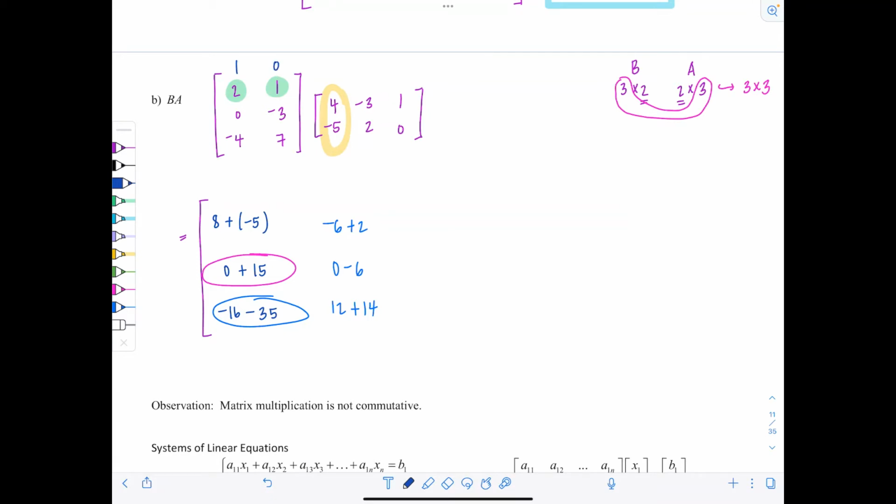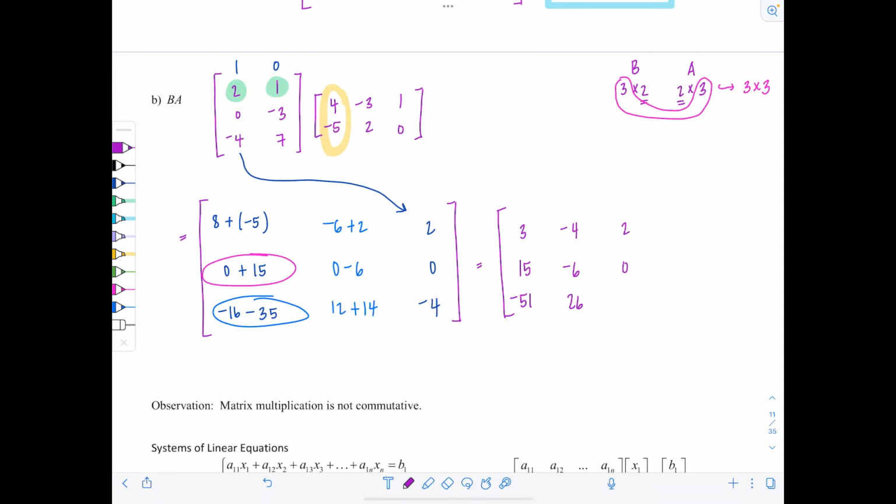I always like when I have a 0 because you can just ignore all the products from that guy, right? And when you have a 1 times something, it's just going to copy that column in here if you hadn't noticed. So 1 times 2 is 2, and then 0 is not going to do anything. 1 times 0, 0, and then 1 times negative 4, negative 4. Okay, so adding everything together, cleaning up, we're going to have 3, 15, negative 51, negative 4, negative 6, 26, 2, 0, negative 4.